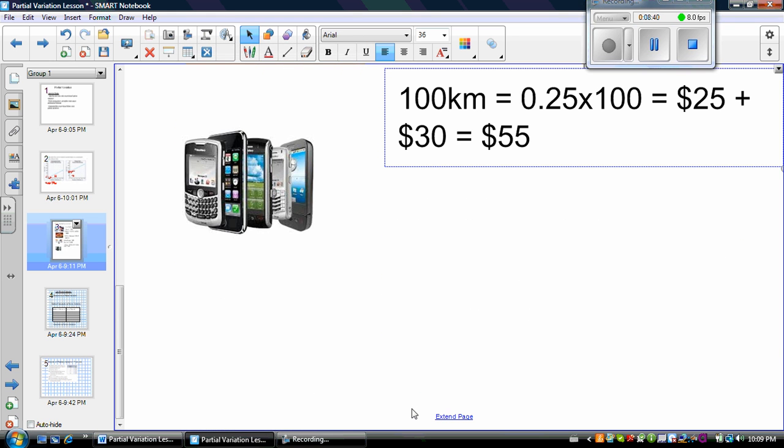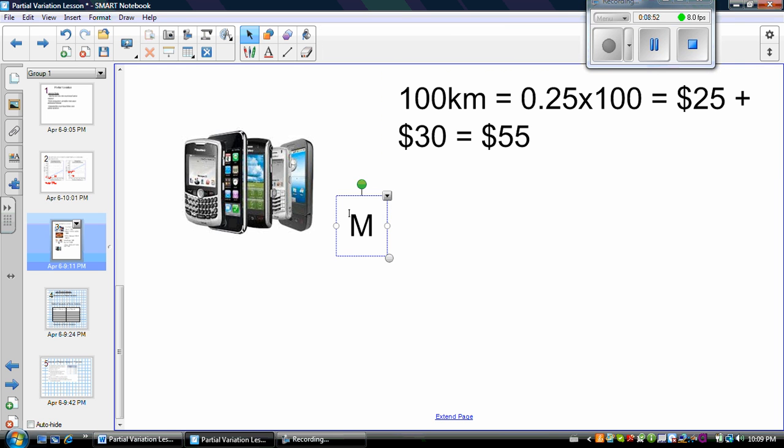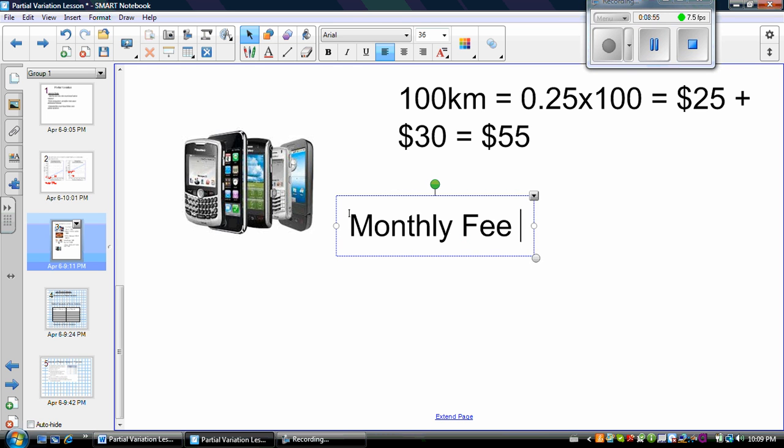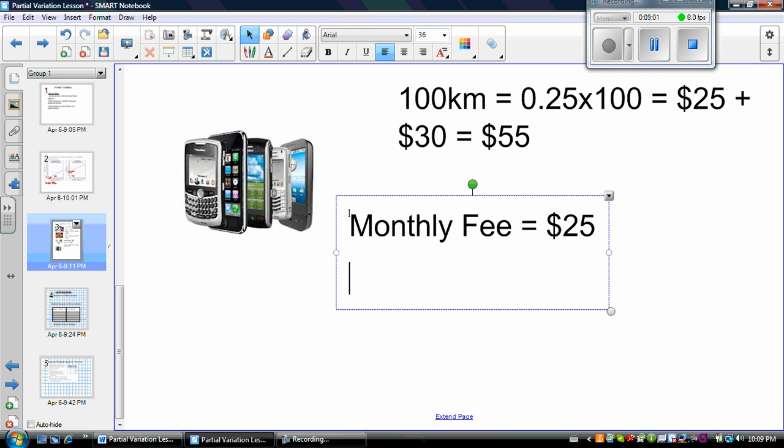Okay? And last example here, we have a cell phone example. So all of you pretty much have cell phones. Now what happens when you get a cell phone plan is you pay usually a monthly fee. Let's say your monthly fee is $25. And with the monthly fee, you usually get, let's say, 100 daytime minutes. But if you go over those daytime minutes, there's a cost per minute. Let's say the cost per minute is usually around 25 cents.